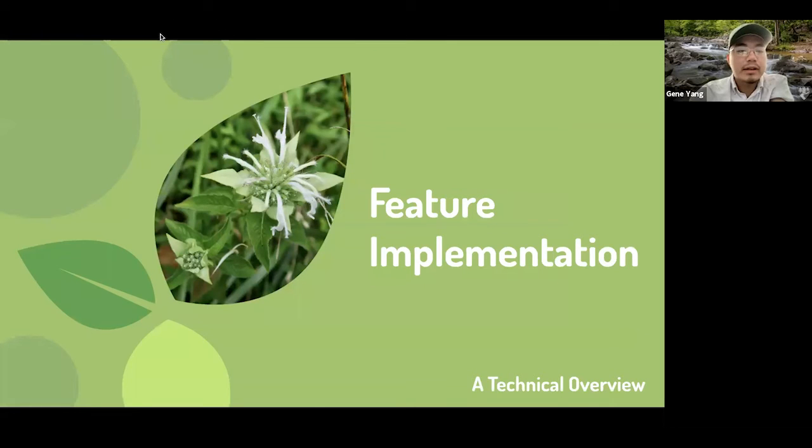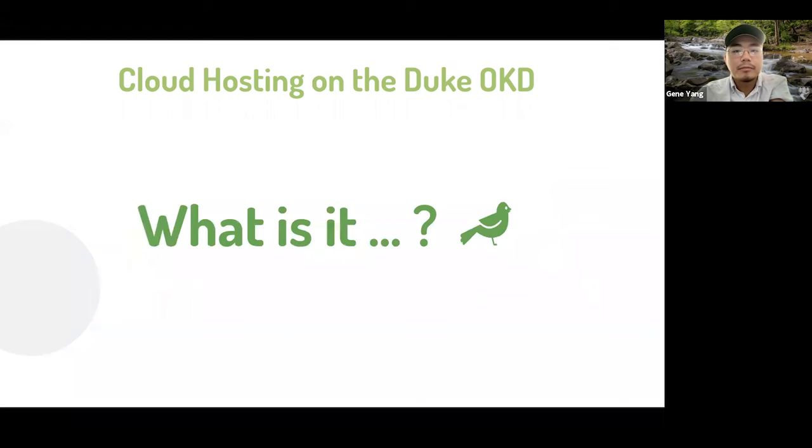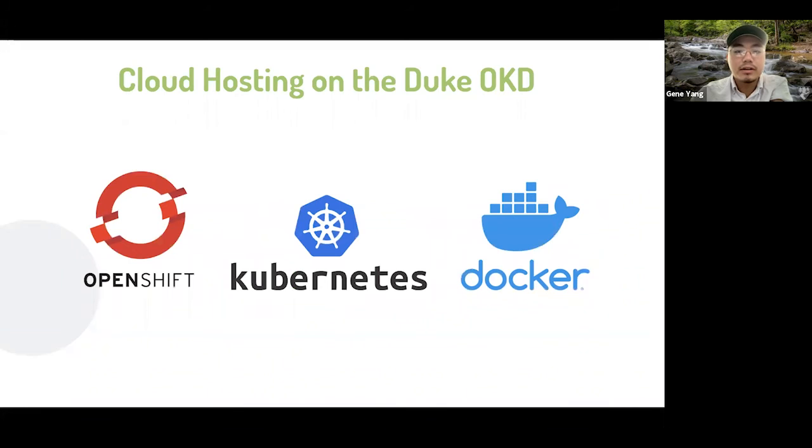So now that we have taken a look at a demonstration of our product/website, let's take a look at a technical overview of the backend architecture of our product. So currently our website is being hosted on the cloud using the Duke OKD, which stands for the Duke OpenShift Kubernetes distribution. And this will be used to deploy services, containers, or images made using Docker.